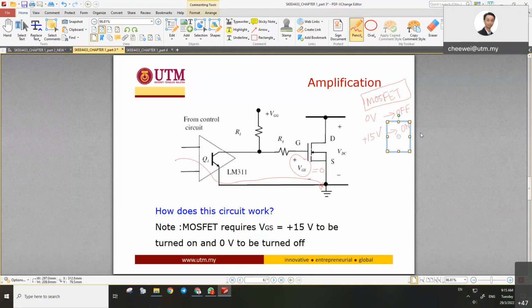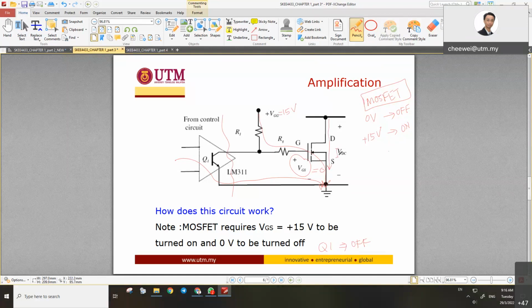Okay, how do they turn on? You have to make sure that this one, Q1, must be off. If this is off, then this one will be open. Open means that this VGG will supply the current to the ground. So VGS equals 15 volts. So when this VGS is 15 volts, provided the VGG is 15 volt, then this current will flow from D to S.